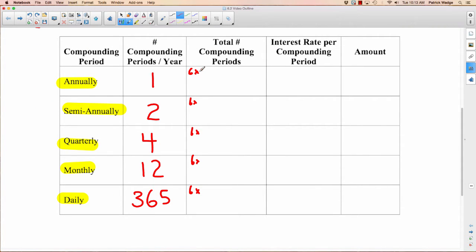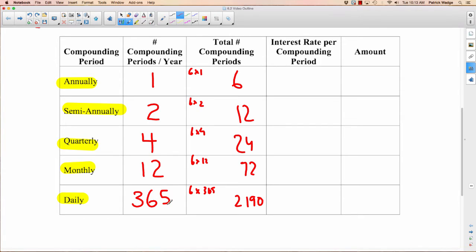So in the first case, it would be 6 times 1, 6. This would be 6 times 2, 12. 6 times 4, 24. 6 times 12, 72. And 6 times 365 is 2,190. Does this make sense? I mean, you don't really need to memorize the formula. You just need to think about this.